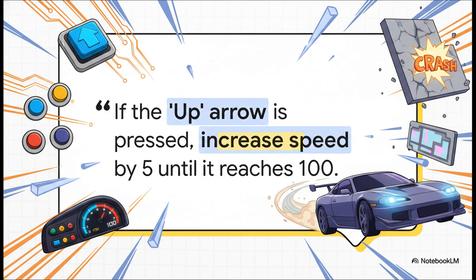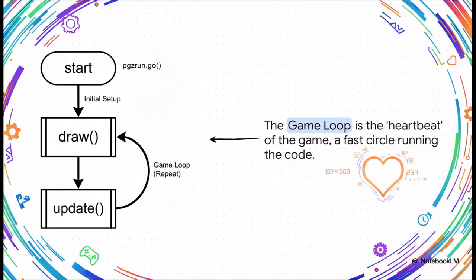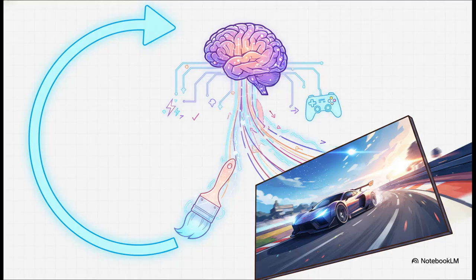Every single action in the game, from accelerating to crashing into a wall, is all run by these little recipes. So how does the game actually run all these instructions at once? It uses something called a game loop. You should think of this as the game's actual heartbeat. It's this constant, incredibly fast cycle that keeps the game alive, running maybe 60 times every single second. It's wild. And this loop basically has two main jobs.